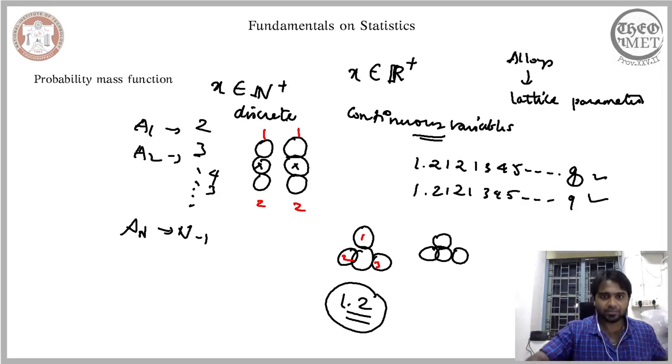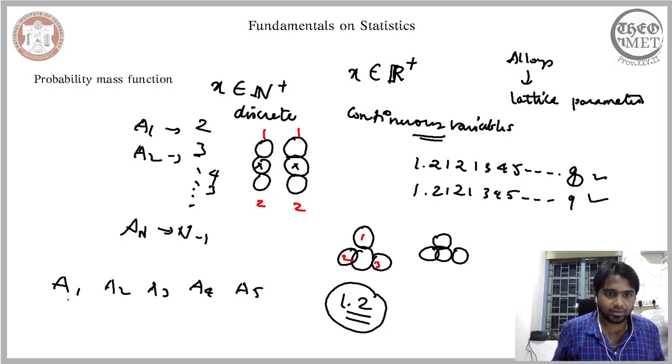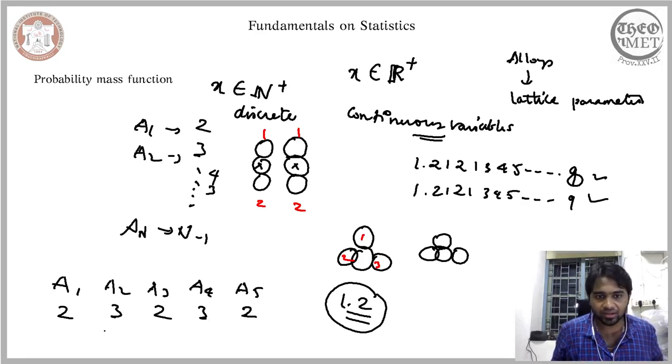Now again, going back to our example, supposing we have say 5 alloys, A1, A2, A3, A4 and A5, and the number of neighbors for A1 is 2, number of neighbors for A2 is 3, A3 is 2, A4 is 3, and A5 is 2. So these are the neighbors for the 5 alloys that we have considered.